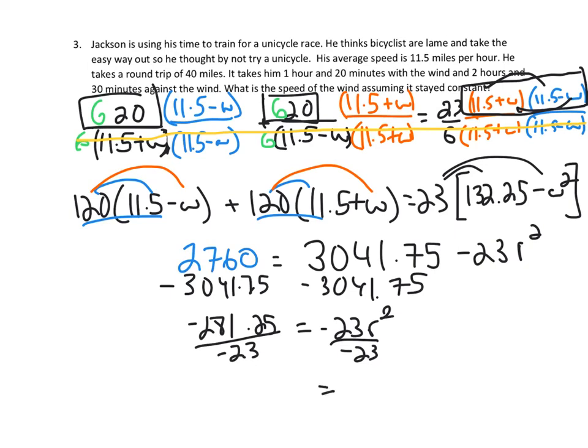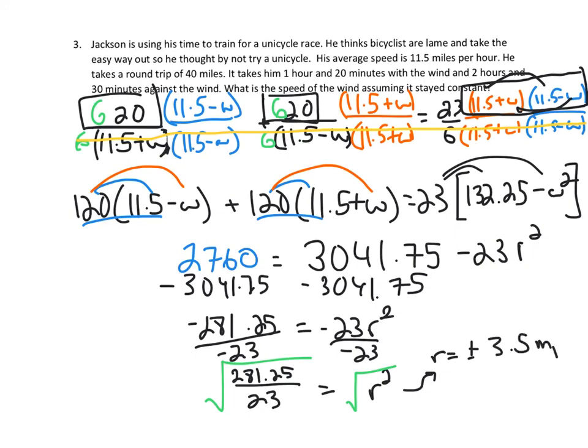So what I have right now is r squared is going to be positive 281.25 over 23. Now to get r by itself, I'm going to take the square root of both sides. And remember, when we take the square root, typically we end up getting solutions that are going to be plus or minus. So we would end up getting r equals plus or minus, and this actually works its way out to be 3.5 miles per hour.